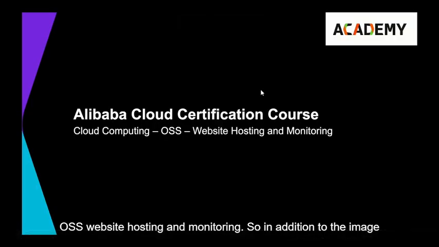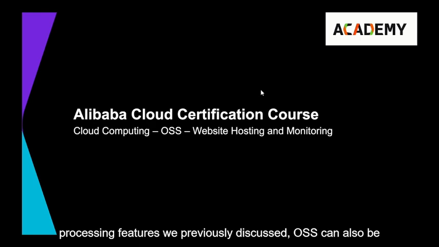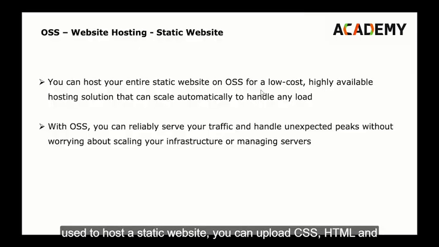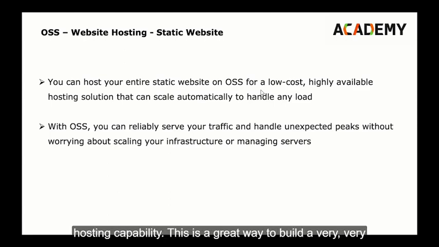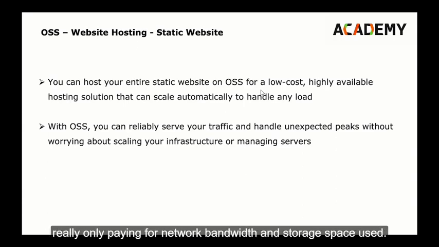So in addition to the image processing features we previously discussed, OSS can also be used to host a static website. You can upload CSS, HTML, and JavaScript files to your OSS bucket and then turn on the static hosting capability. This is a great way to build a very, very low cost, scalable serverless site. This will scale to handle almost any load, and because it's entirely serverless, you're really only paying for network bandwidth and storage space used. So this can be an incredibly cheap and efficient way to run your website.